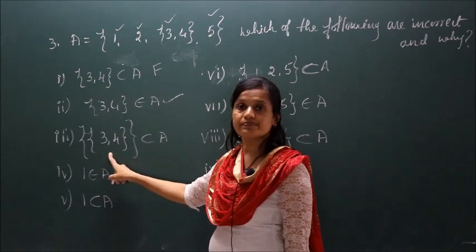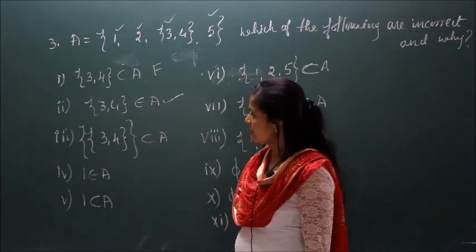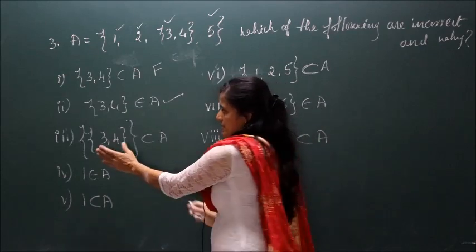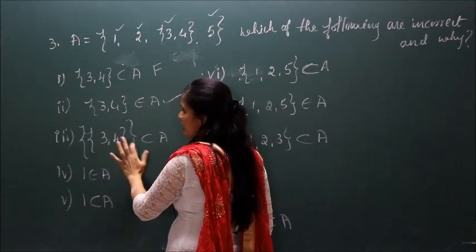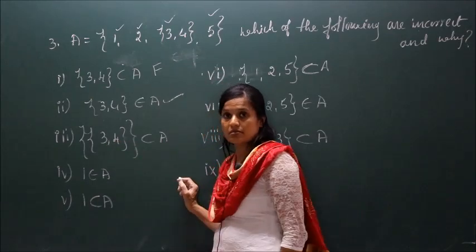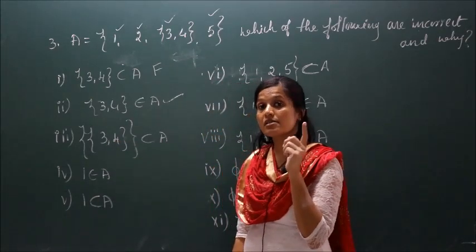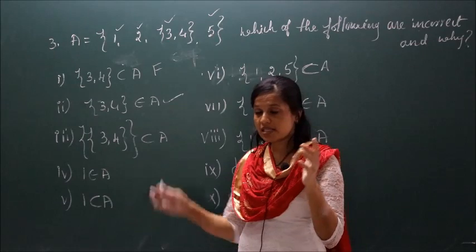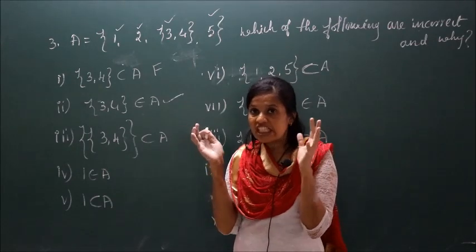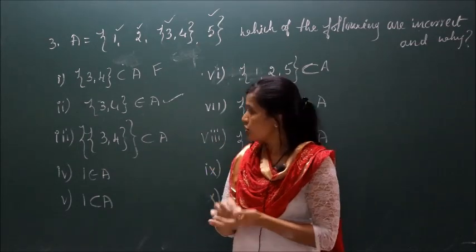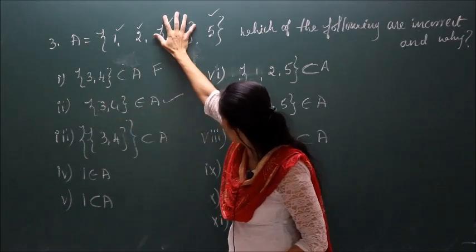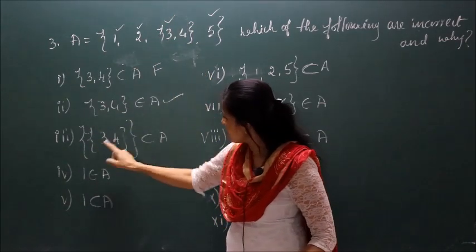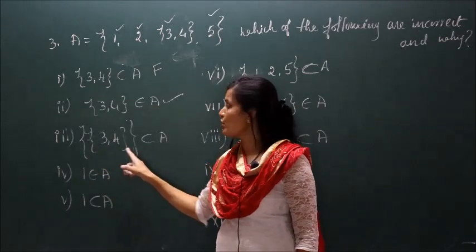See here. Look at that. This is an element that is written within the flower brackets. Then it forms a set. A set is nothing but it should come within the flower brackets. So this whole thing is an element. See here, an element that is written within the flower bracket, so it is a set.